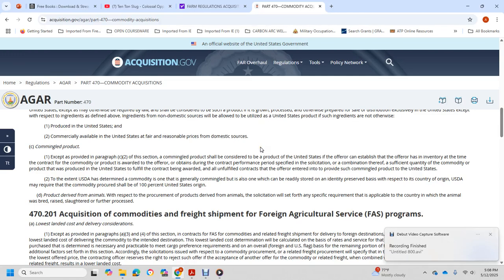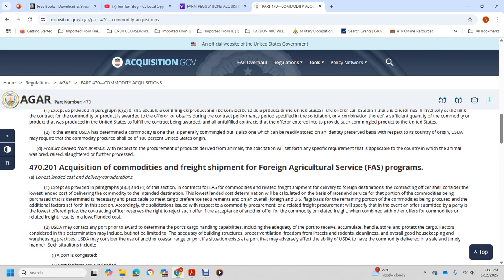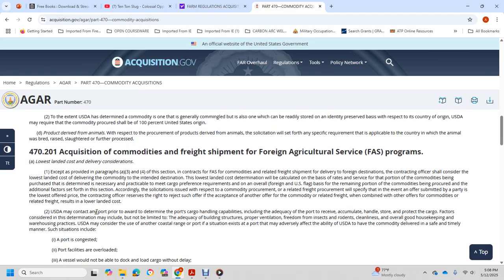Alright, regulations, AGAR Part 47, Commodity Acquisition, 47.201, Acquisition of Commodity for Shipment into the Foreign Agricultural Service Programs, lowest landed cost of delivery consideration, except as provided in paragraphs A3 and 4 of this section. The contract for the Federal Foreign Agricultural Service, for the commodities related to freight, shipment, and delivery to the foreign destination: the contracting officer will award on the lowest landed cost of delivering the commodity to the intended destination.